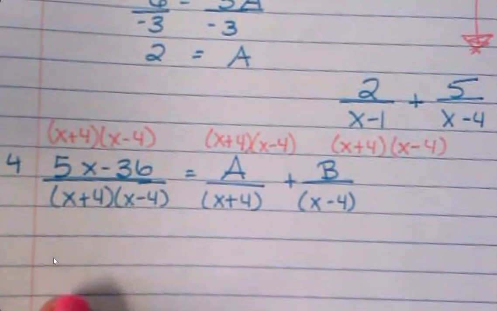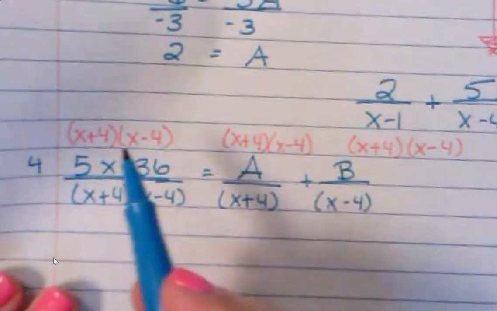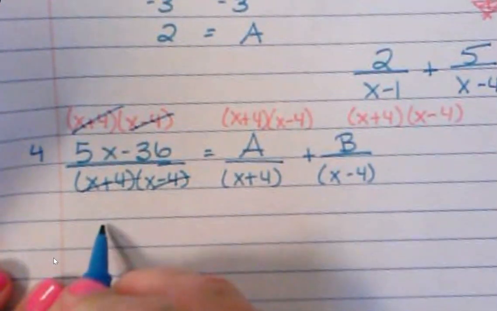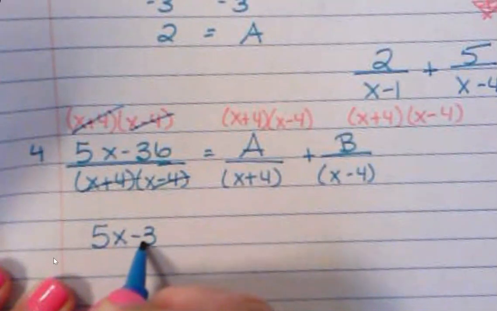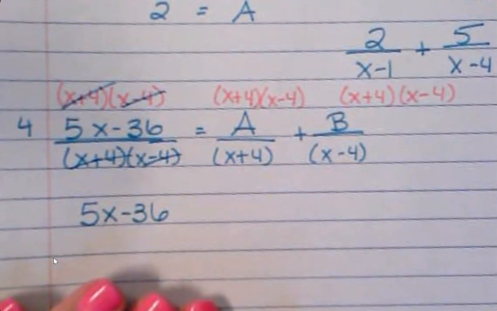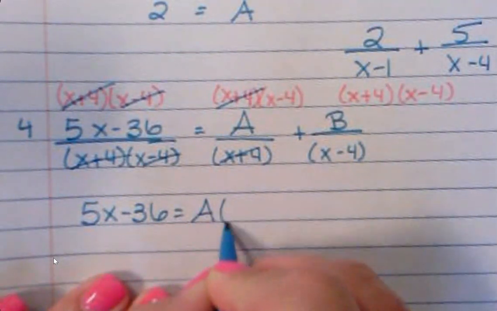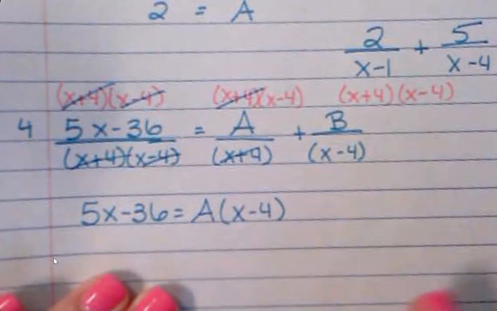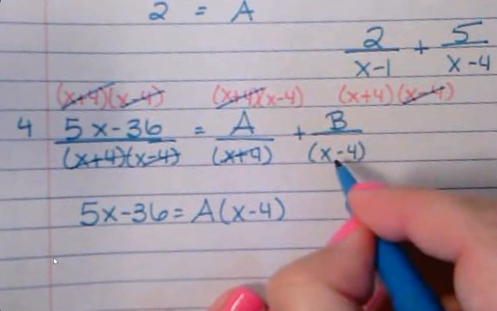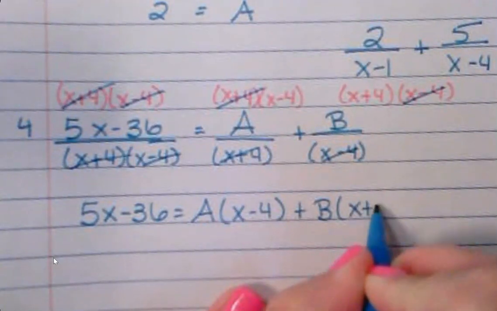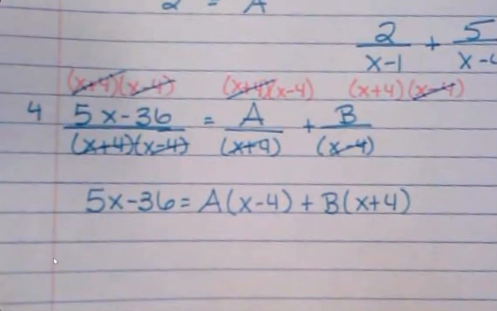Okay, let me just move that over a little bit. So here we go. x plus 4's, x minus 4's cancel, and I'm left with 5x minus 36. x plus 4's cancel, so we're left with a times (x minus 4). x minus 4's cancel, and we're left with b times (x plus 4). Okay.